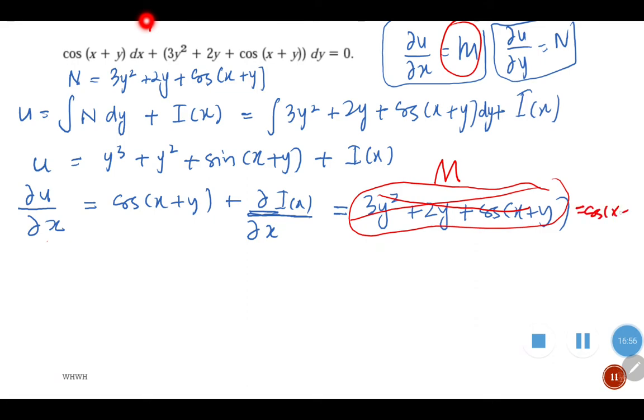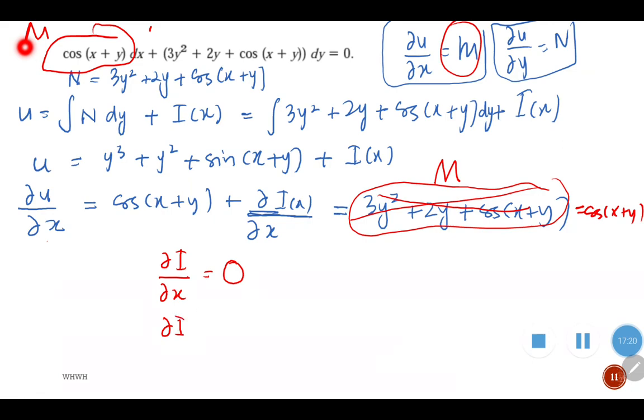Cos x plus y, right? Cos x plus y. Ni kita punya n. Ni kita punya m. Cos x plus y. Alright, so daripada sini kita dapat del I over del x kita sama dengan berapa then? Nampaknya sama dengan kosong. So with this, kalau sama dengan kosong, kita ibaratkan kosong ni adalah a constant. Sebab differentiate any constant, you will get 0 kan.